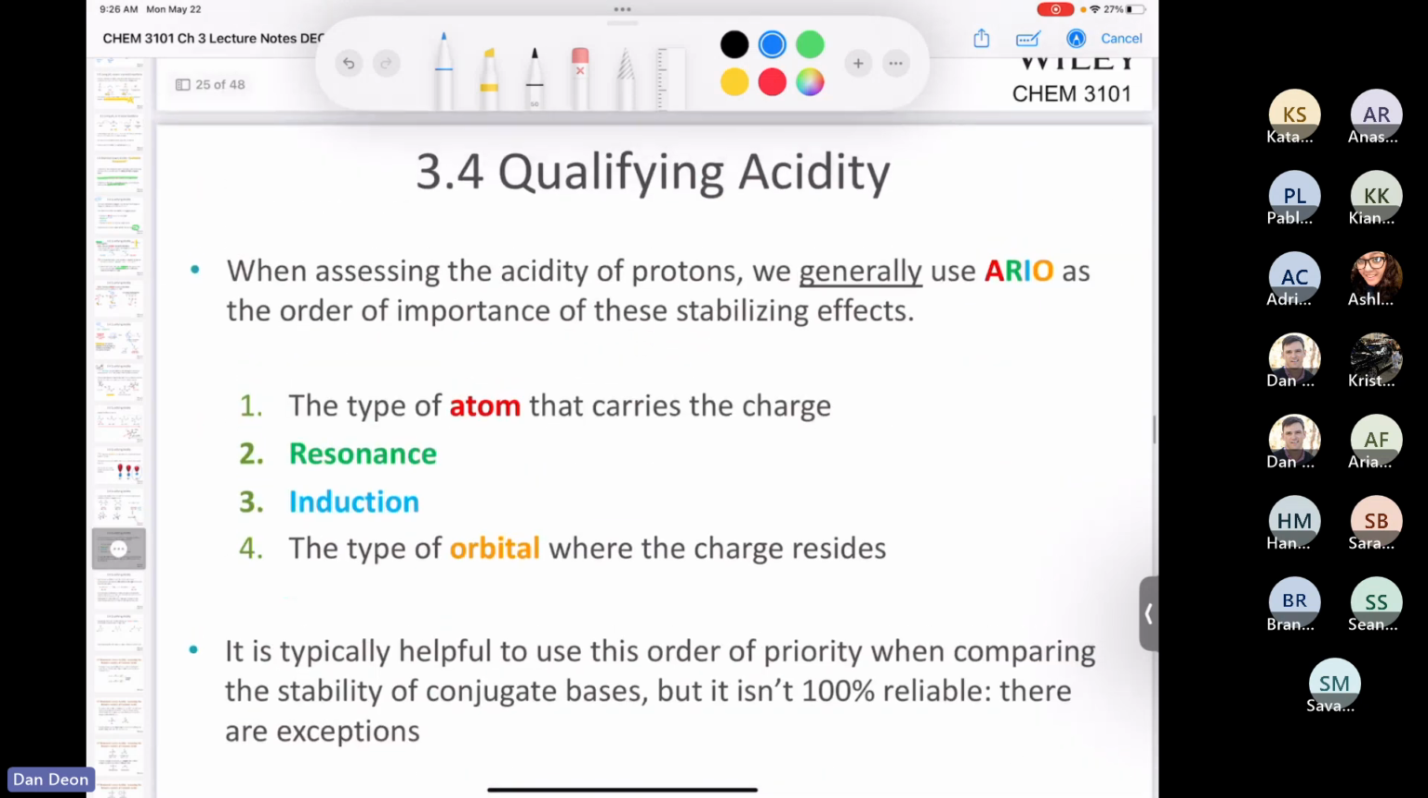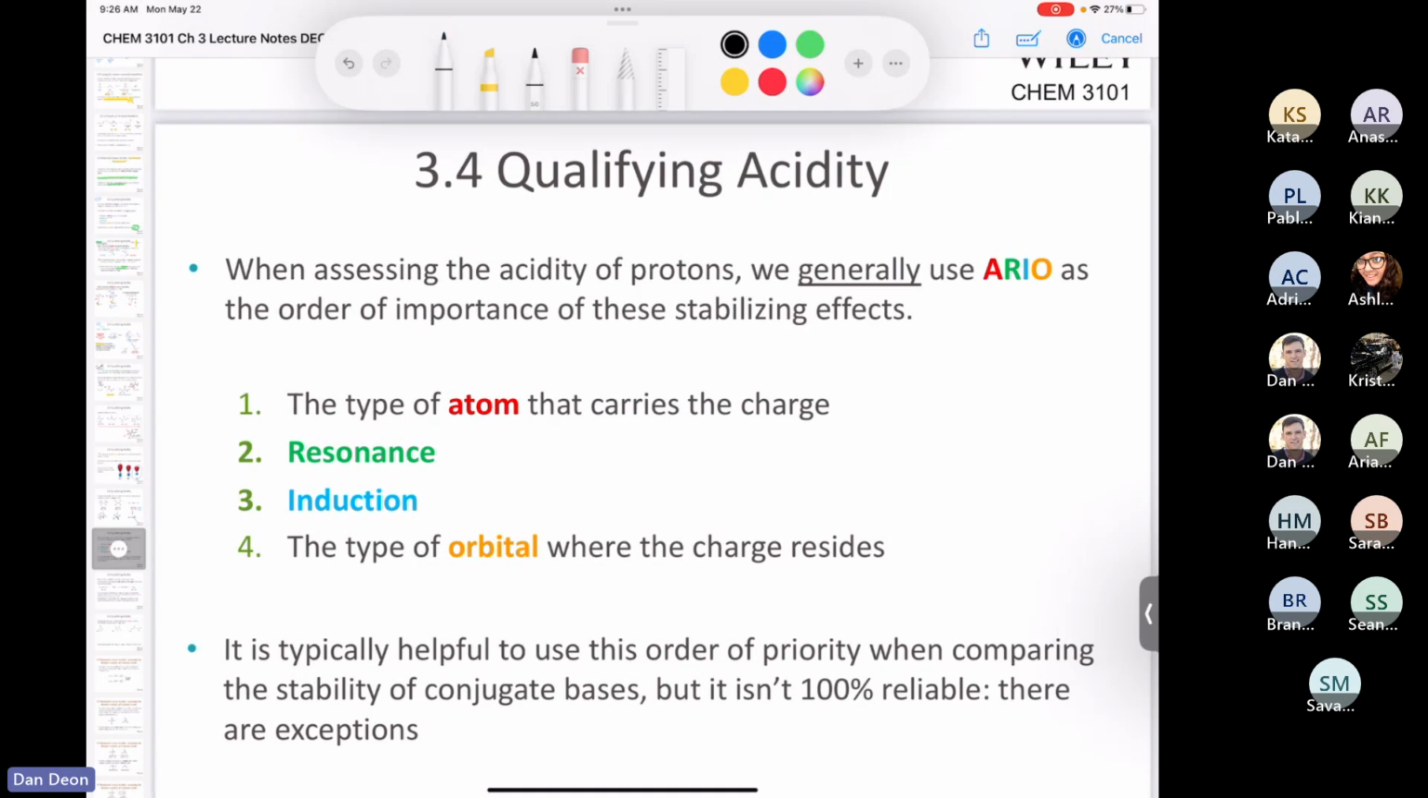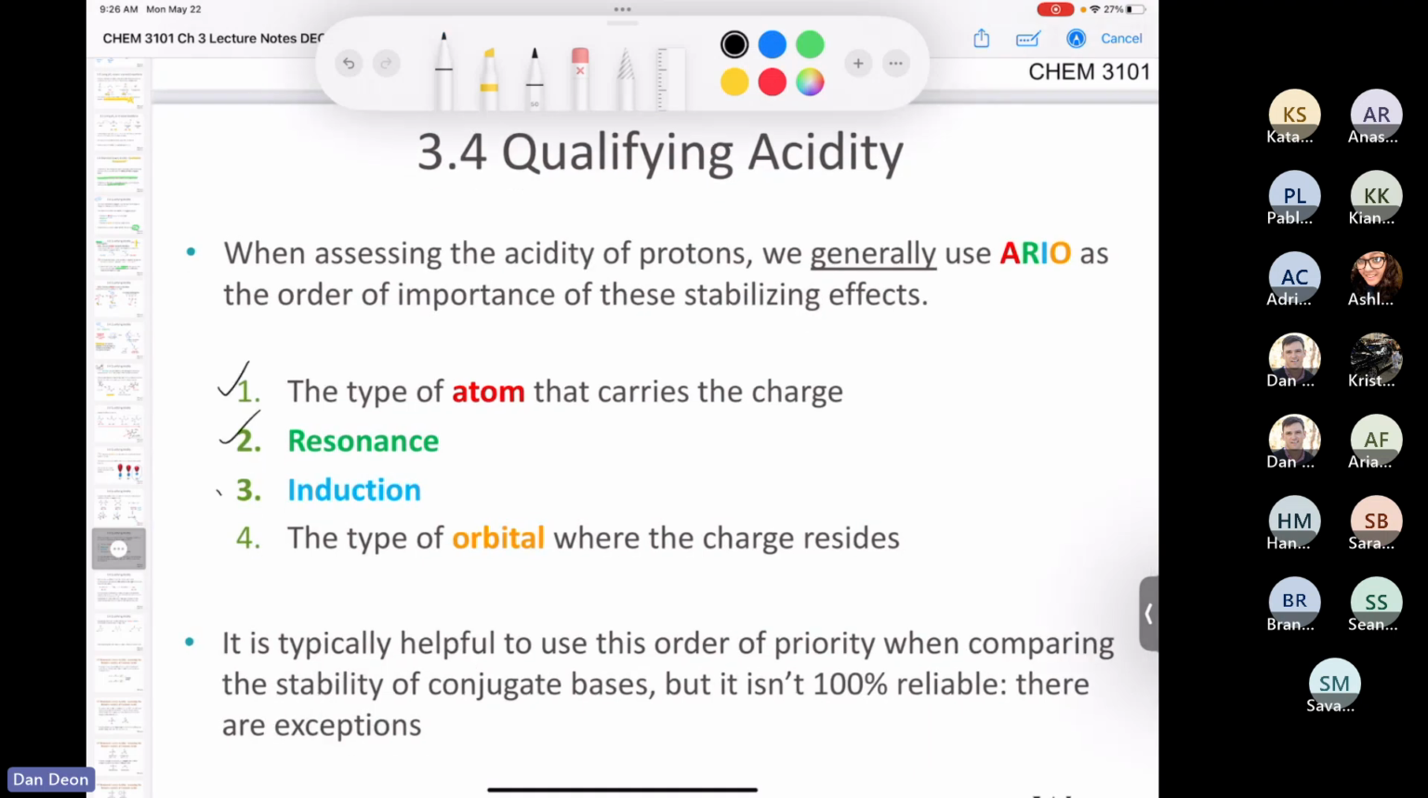All right, so when assessing the acidity of protons, we generally use ARIO as the order of importance. So number 1, we always start with atom, ATOM. Then the next thing, we go to resonance. Then we go to induction. And then finally, we go to orbital. So we do it in that order. Okay, so you want to remember it in that order.